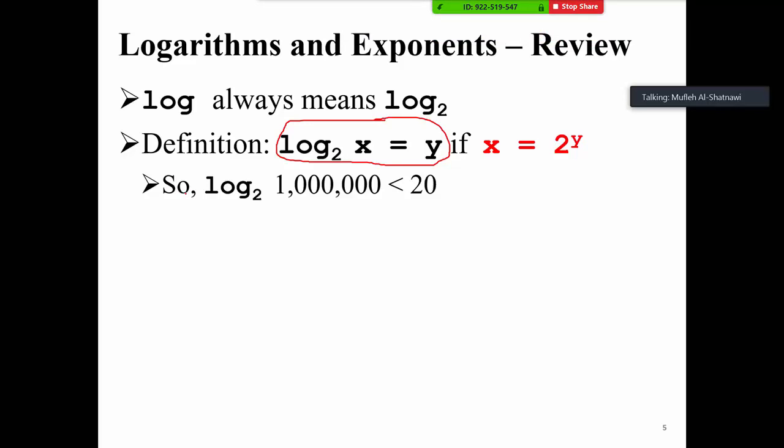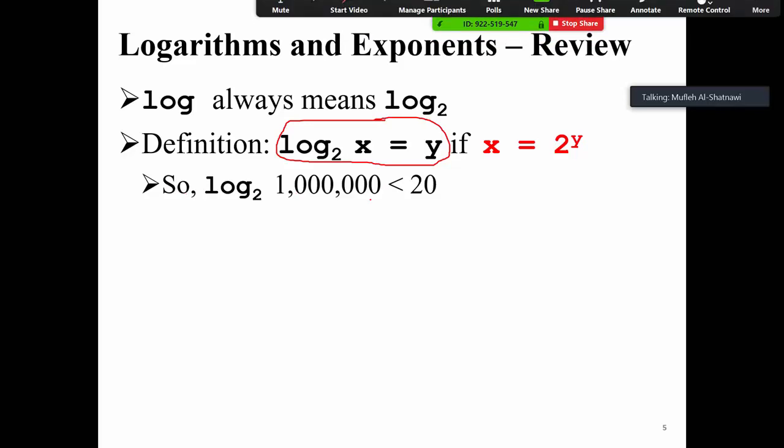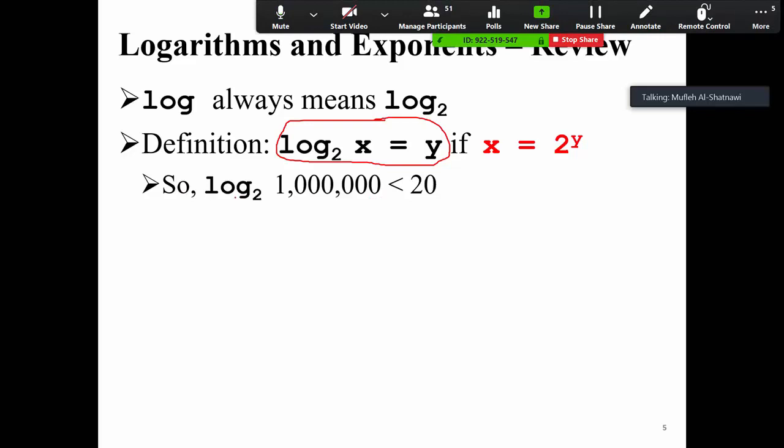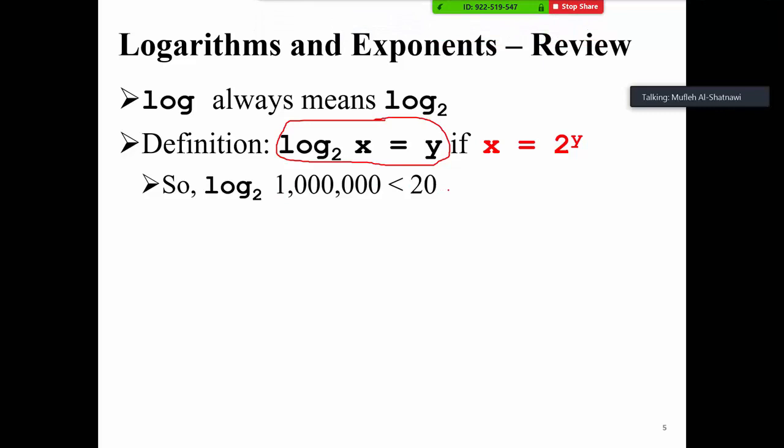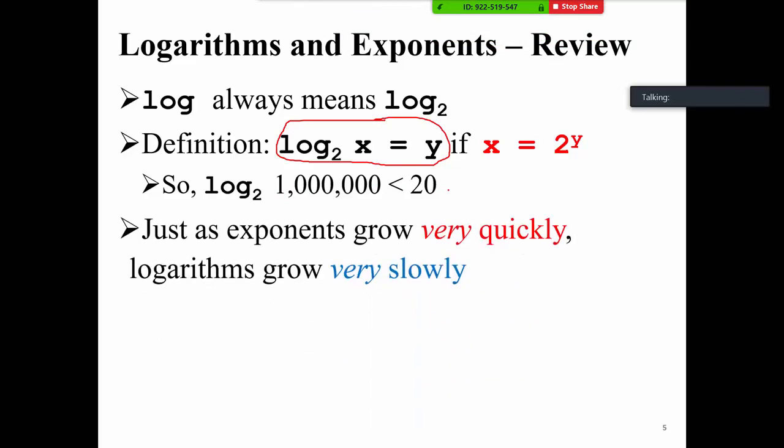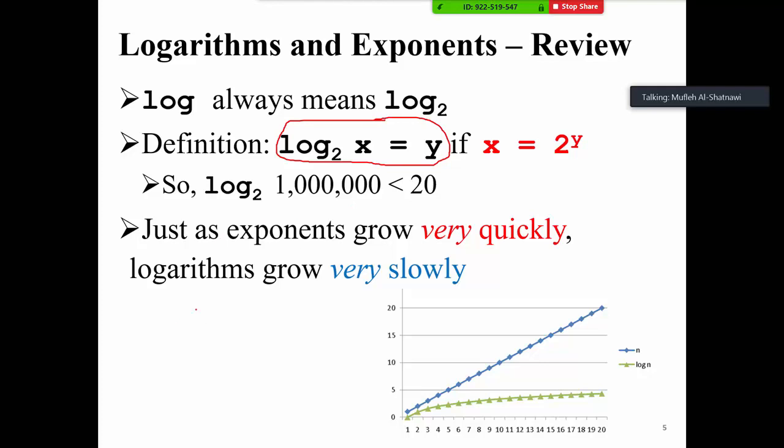Now, the good thing about logarithm is it's growing very, very slowly. So log base 2 of 1 million is less than 20. As I said, just as an exponent is growing very quickly, logarithm is growing very slowly. You can see here, this is a linear line, x is equal to n. It's growing linearly with n, and log n is growing very slowly with n.